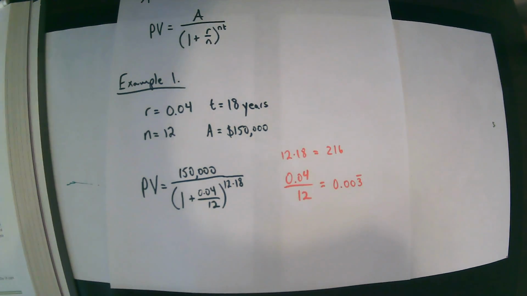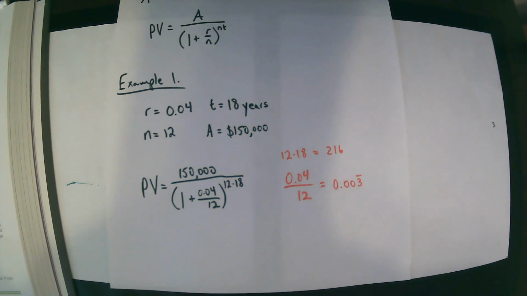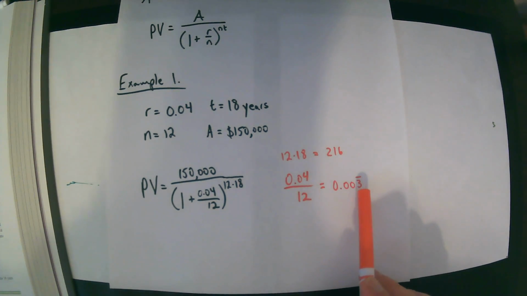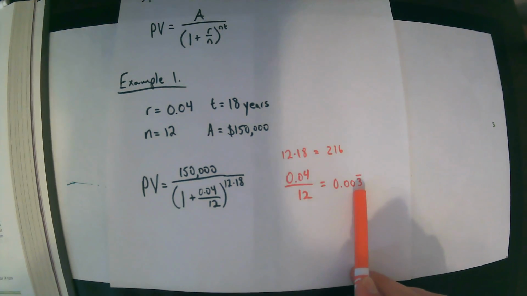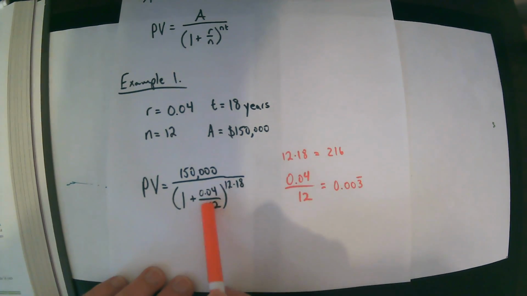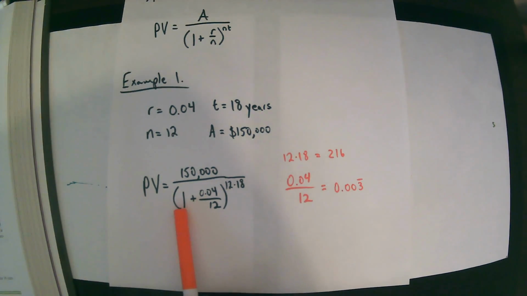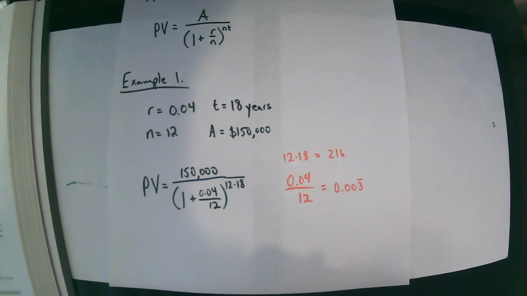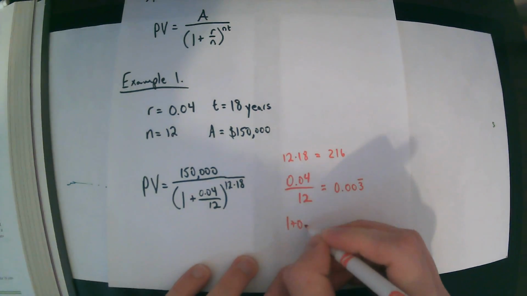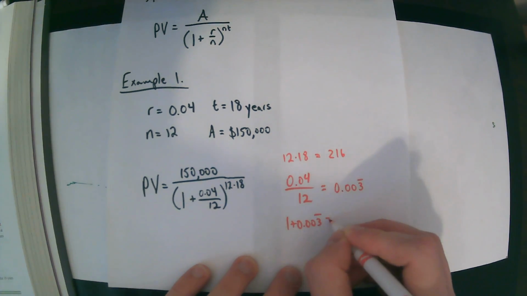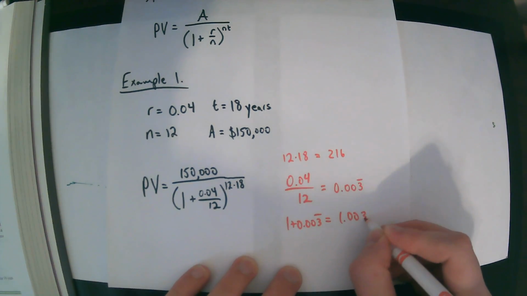And in fact, I still have all these 3s stacked in my calculator. On the paper, of course, I have to do something like this to get it written down, but in my calculator, they're all still there. And that was this number here. So why don't I just go ahead and add 1 to it, because that's going to be the next step. So 1 plus this 0.003 repeating is just 1.003 repeating.